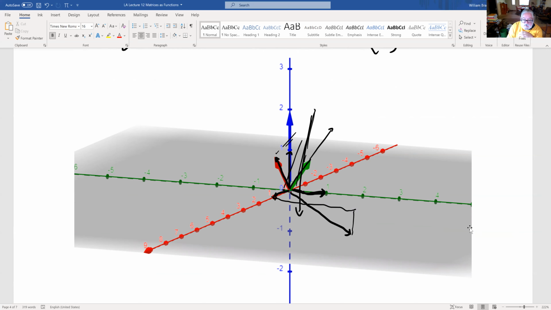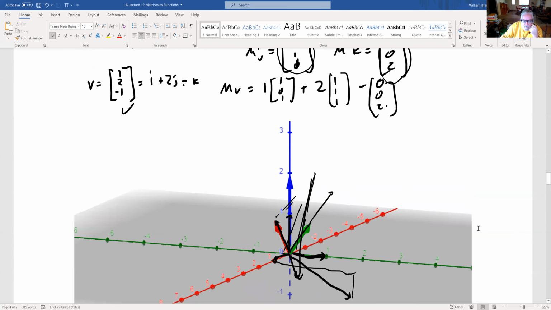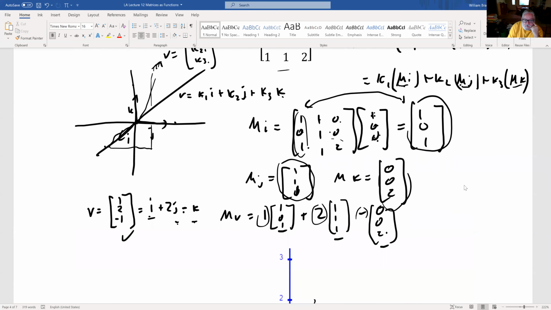Which is a terrible drawing. But we end up down here somewhere. So what happens with a matrix transformation is you start with the basis I, J, K. It gets mapped to 3 other vectors, in this case the red vector, the green vector, and the blue vector. And then any vector that's a linear combination of I, J, K gets mapped to a linear combination of the images of I, J, and K with the same coefficients. And those images are, in fact, the columns of the matrix.